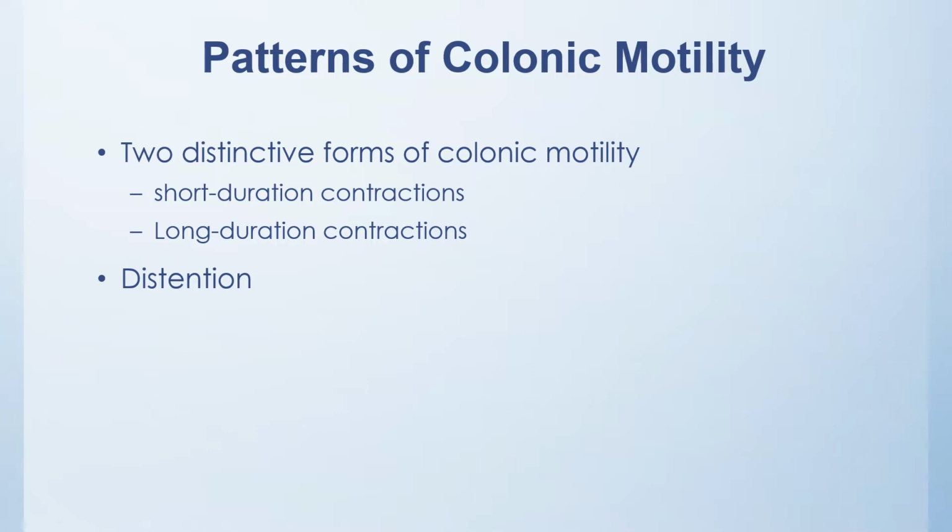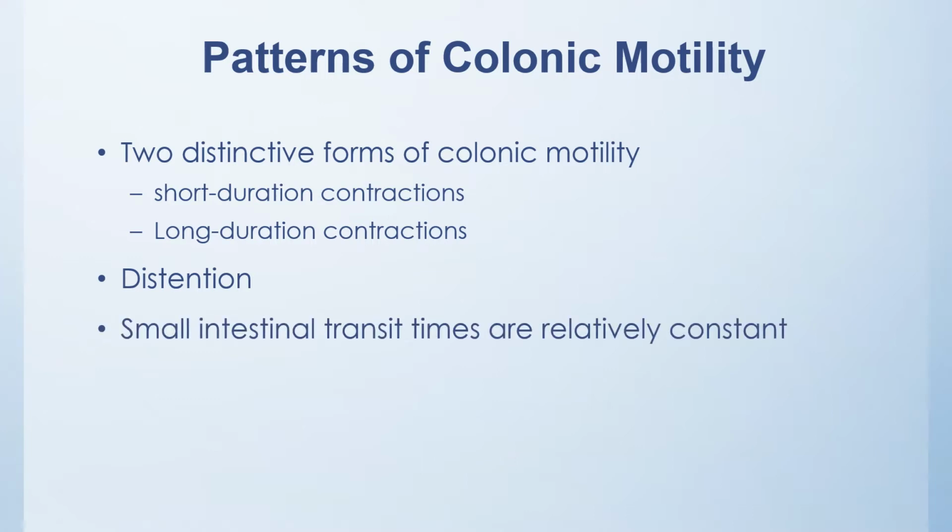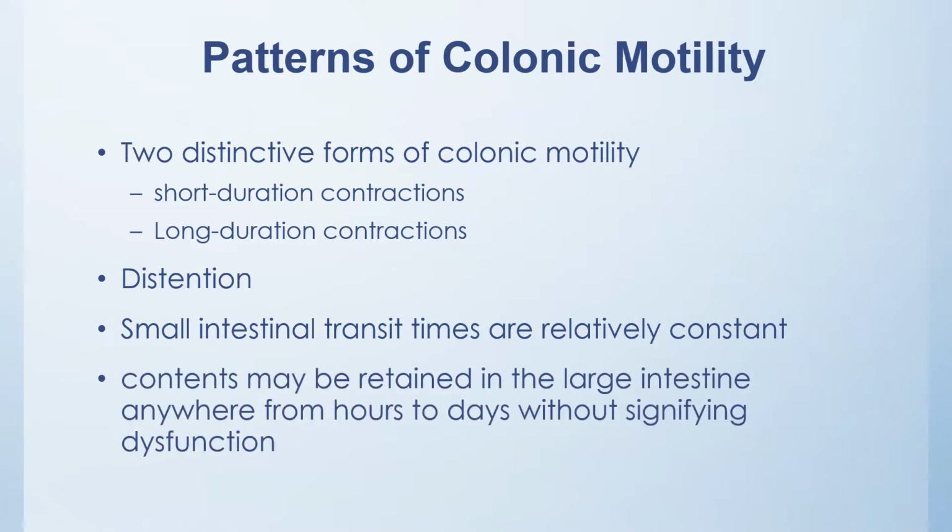But these motility patterns are thought to originate largely in response to local conditions like distension. Thus, the small intestine transit times are relatively constant, and contents may be retained in the large intestine anywhere from hours to days without signifying dysfunction.